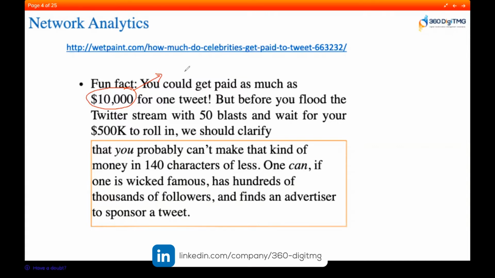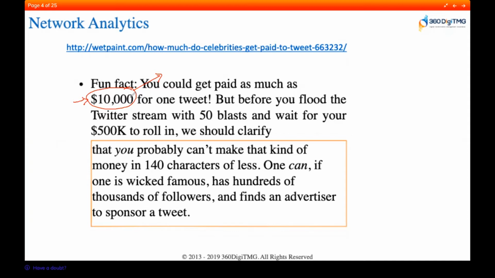So on what basis are they getting this kind of money? This is quite a big figure, isn't it? $10,000 is not a joke. So they are getting paid this much. On what basis? Let us try to understand on what basis they are getting this much money.